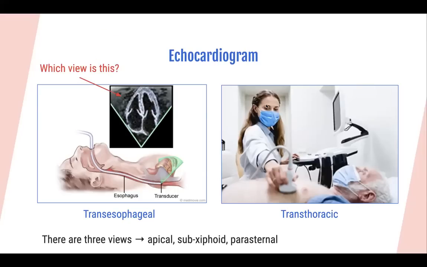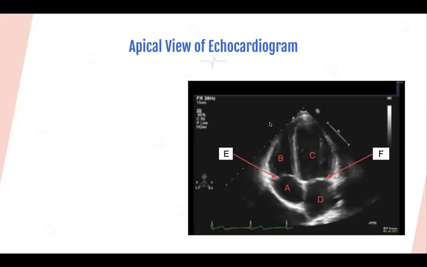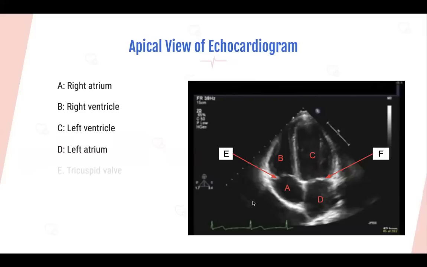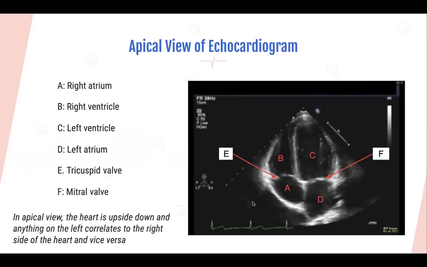So let's see here. Can you guys label this? What's A? Right atrium. Okay, and B? Right ventricle. Okay, what about C and D? It's obvious now: left ventricle, left atrium. But okay, now E and F. What's E first? Tricuspid valve. Tricuspid and mitral. Okay, so just familiarize yourself with images like these, okay?